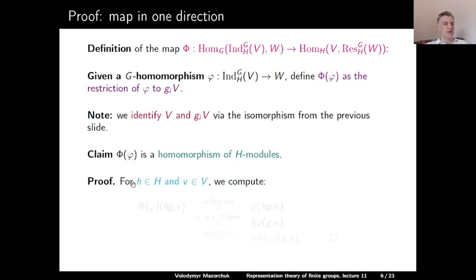Indeed, given an element little h in the subgroup H and little v in the module V, we can compute that applying our restriction capital Phi of little phi to the element h g_i v, by definition, this is given by restriction, so this is given by phi applied to h g_i v. But phi is a G homomorphism, so we can move h out. So this is equal to h applied to phi of g_i v. And again, by definition, phi applied to g_i v is exactly capital Phi of little phi applied to g_i v. Great. So we have now our map capital Phi in one direction.